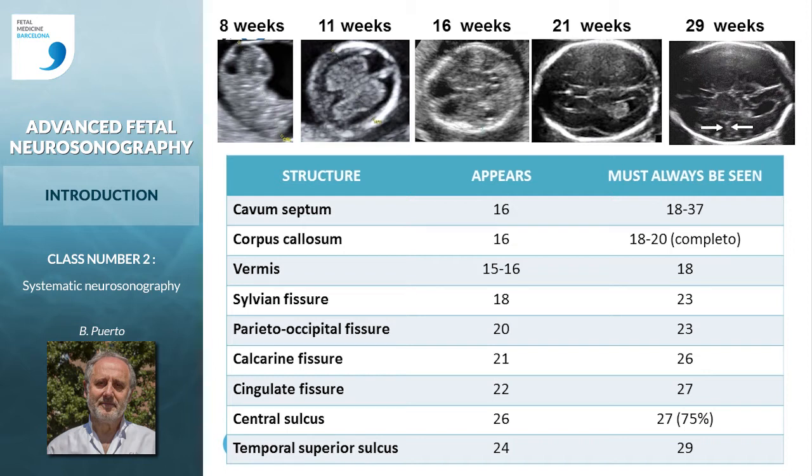For example, if we are assessing the vermis, 10 to 20% of fetuses have a visible vermis at 15 weeks of pregnancy. On the other hand, we must see it from 18 weeks in all the fetuses. The same happens with the corpus callosum. We should see it completely from 20 weeks of pregnancy, and it is a structure that we cannot assess correctly before the 20 weeks.